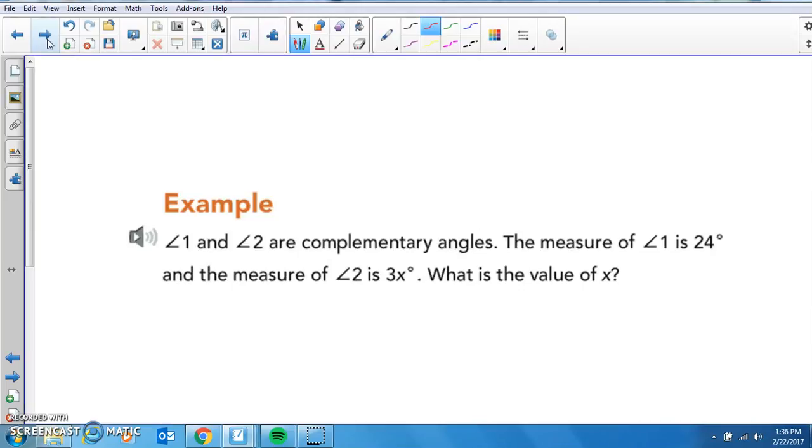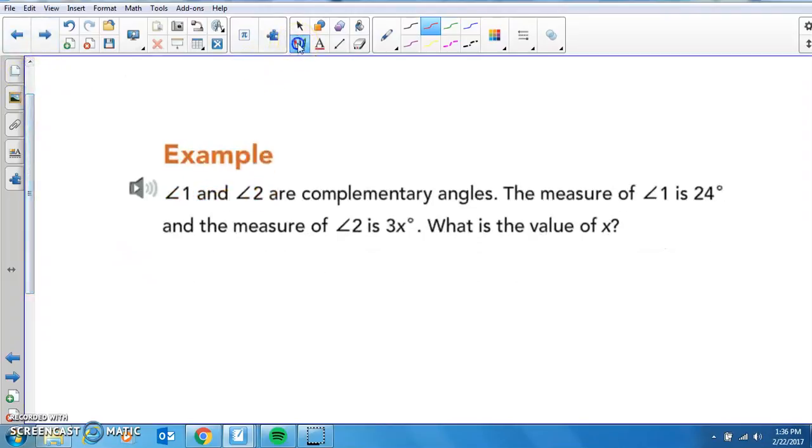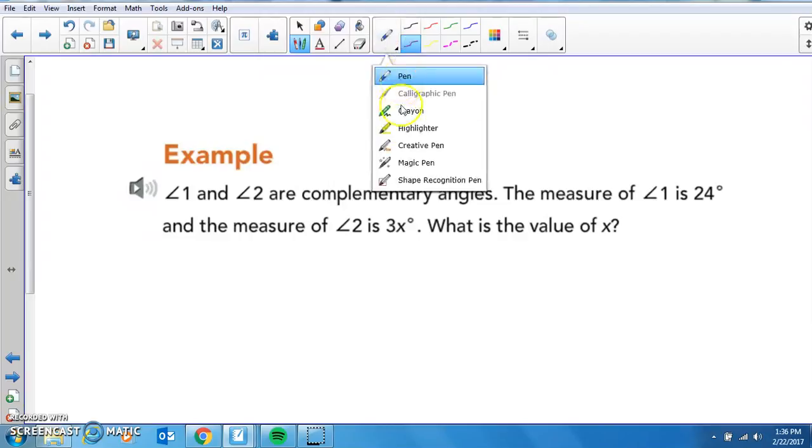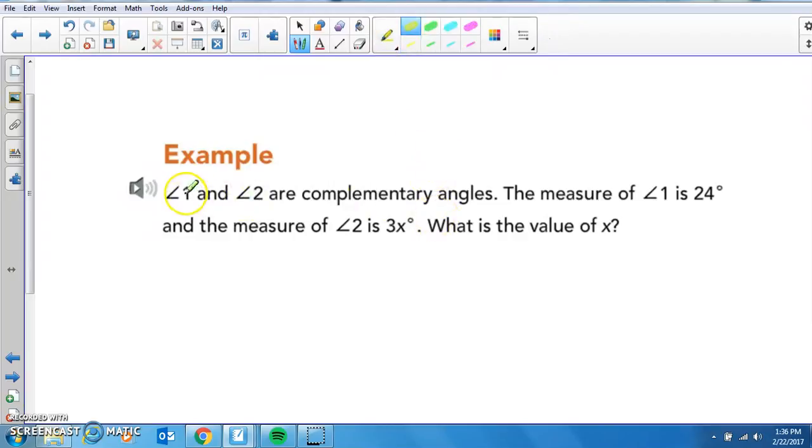All right, it says angles 1 and 2 are complementary angles. The measure of angle 1 is 24, and the measure of angle 2 is 3x. What is the value of x? So I do want you to copy this one down. I want you to have this example down for you. So we know that angles 1 and 2 are complementary. Angle 1 is 24, angle 2 is 3x, and we want to know the value of x.